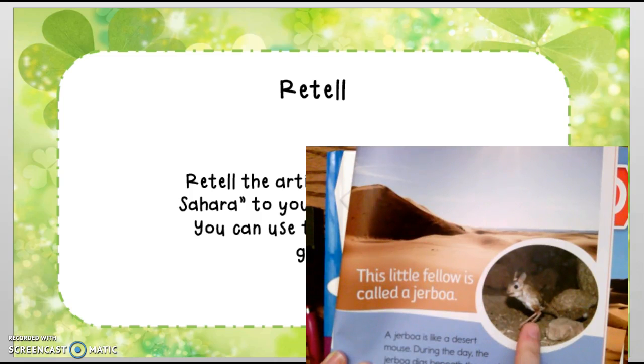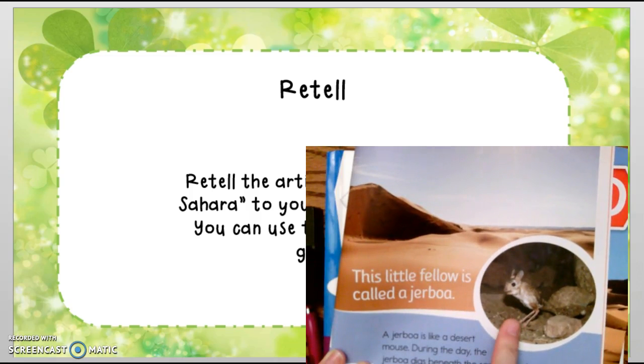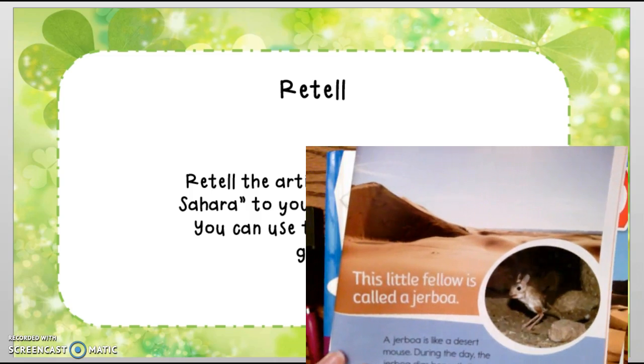Well, this picture shows that a jerboa kind of looks like a mouse. Looks like a kind of mouse to me. So that picture helps us understand what a jerboa looks like, and it does look very similar to a mouse.